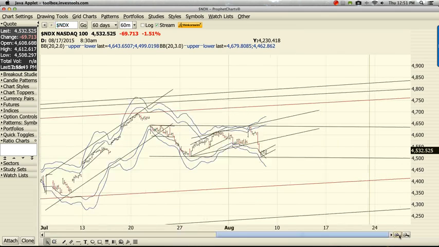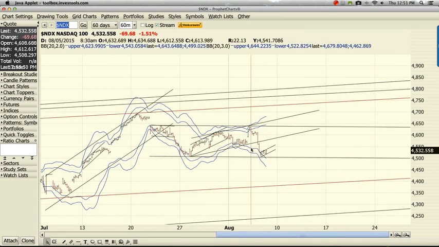NDX, same thing. NASDAQ 100. Yesterday we traded to a high of 46.3468. Today we traded to a low of 45.0829. So basically we had a 126 point range between yesterday and today.